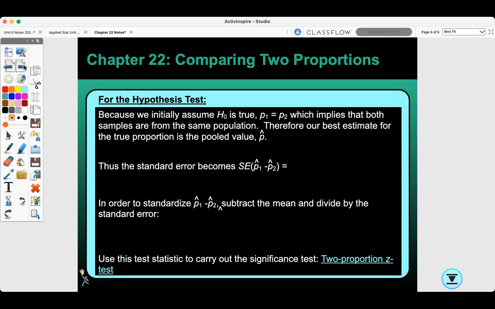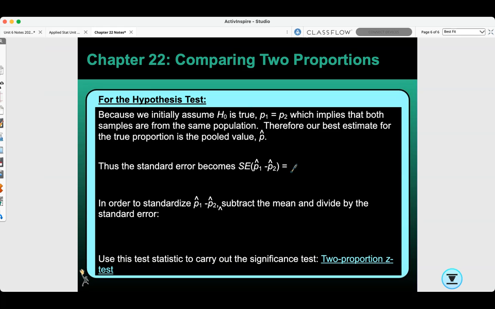For the hypothesis test, because we initially assume the null hypothesis is true, P1 equals P2, which implies both samples are from the same population, therefore our best estimate of the true proportion is the pooled value of P hat. Thus, the standard error becomes the square root of P hat Q hat times 1 over N1 plus 1 over N2.